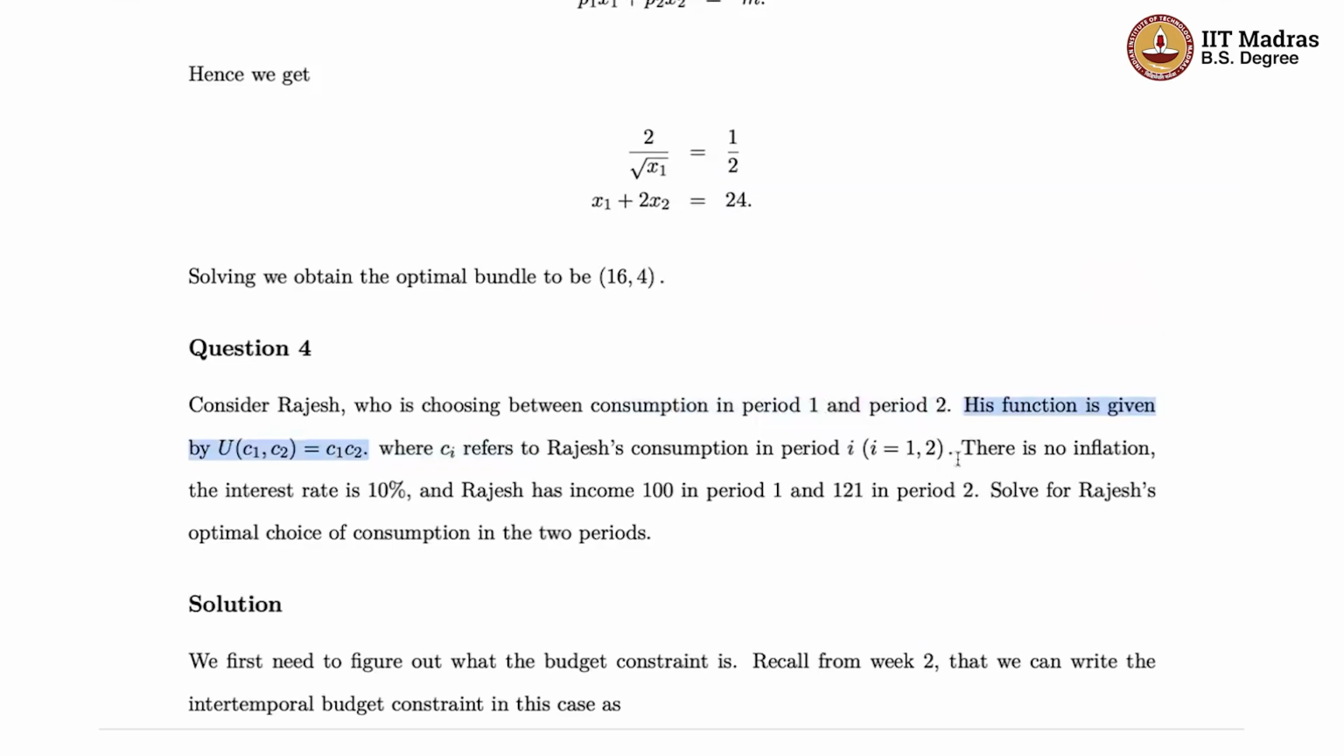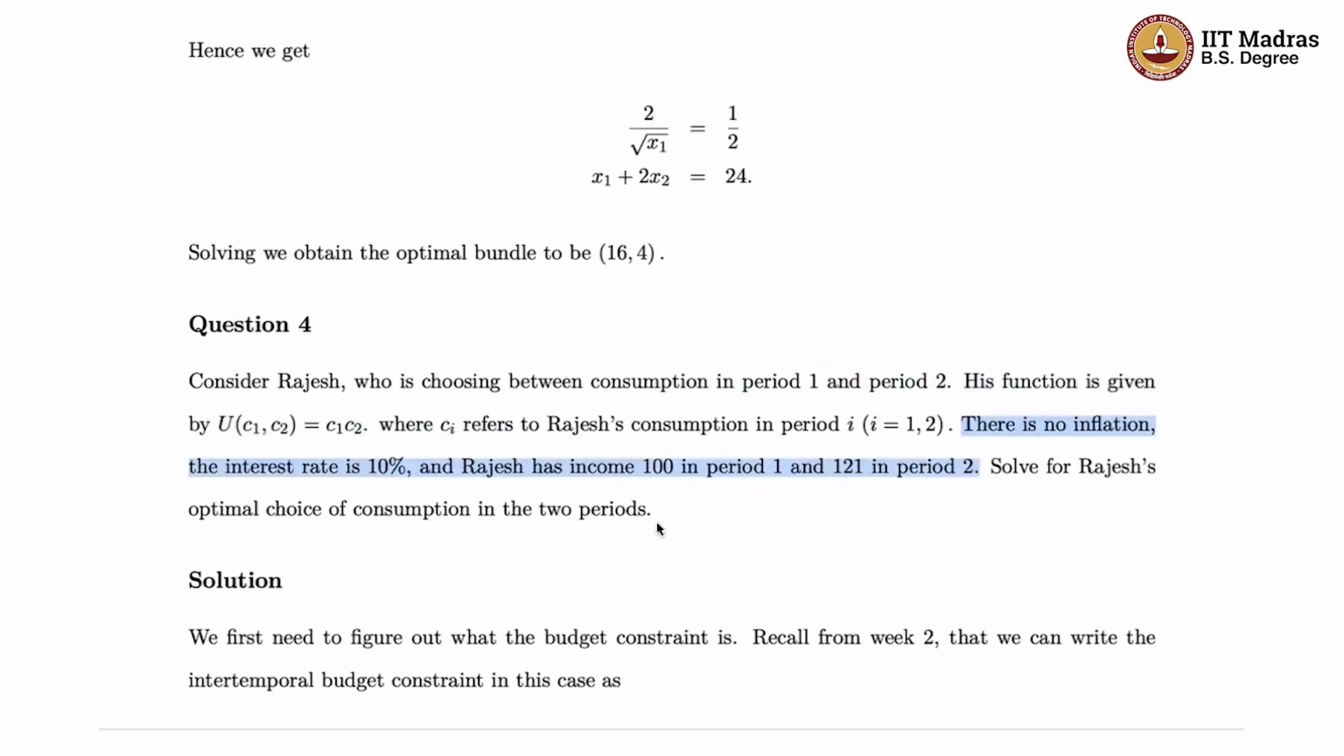And we also need the budget constraints. So we are also given some additional information, right? There is no inflation, the interest rate is 10%, and Rajesh has income of 100 units in period 1 and 121 units in period 2. And we are asked to solve for the optimal choice of consumption in the 2 periods.